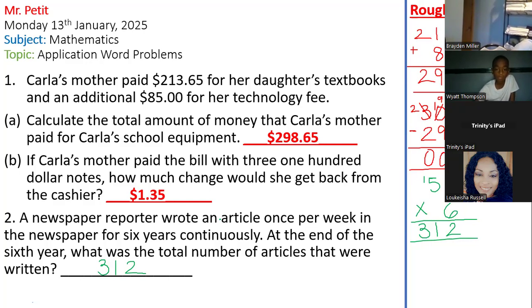Are y'all finished writing this down? Let me know if you're finished. If you're finished, take a picture of this and send it to me via WhatsApp. If you're new, my number is 426-8891. Wyatt, take a picture of it and send it to me via WhatsApp. That's what I want you to do.